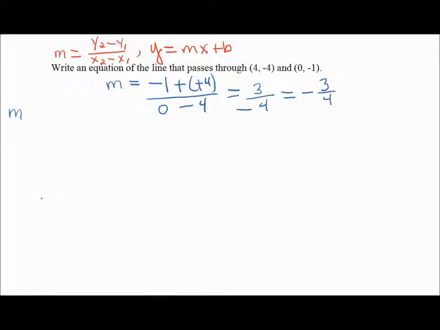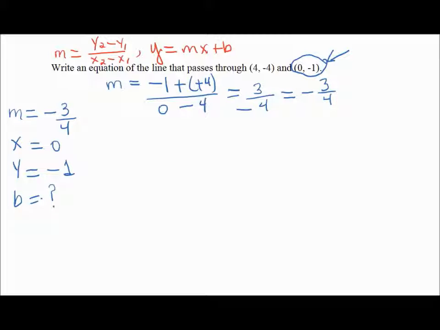So now I have the slope, I have the m. I need an x, I need a y, and I need to know what the b is in order to write the equation. I pick a point, it doesn't matter which point. I'm going to use this point, 0, -1 for my x and my y. And the b is what I'm looking for. Now, some of you may have used a point 4 and -4. It doesn't matter. You should get the same answer. If you don't, you need to go back and check to see what you did wrong.